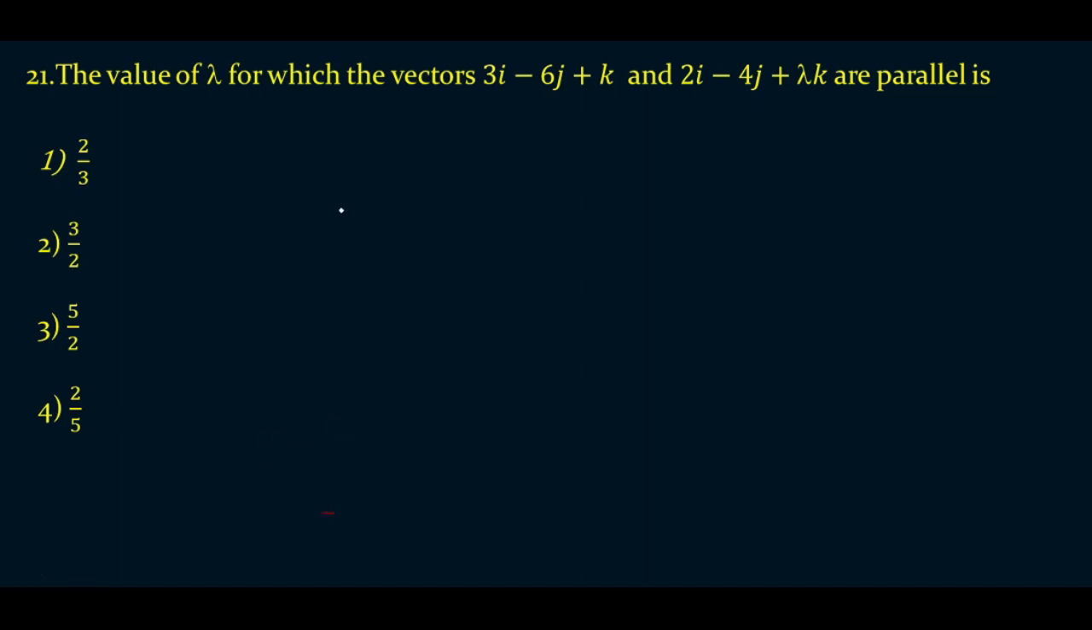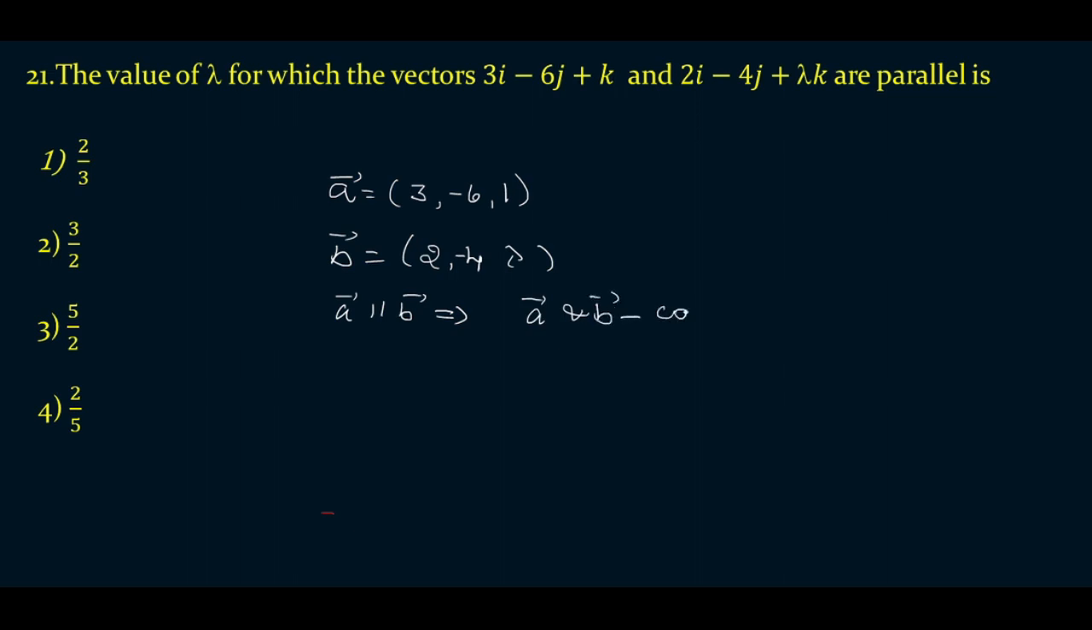Suppose this one is vector A, with direction ratios 3, minus 6, 1, and the second vector is B, with direction ratios 2, minus 4, lambda. Given that vector A is parallel to vector B, it implies that vectors A and B are collinear.